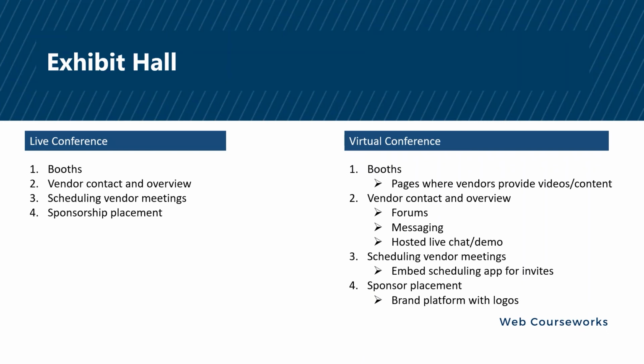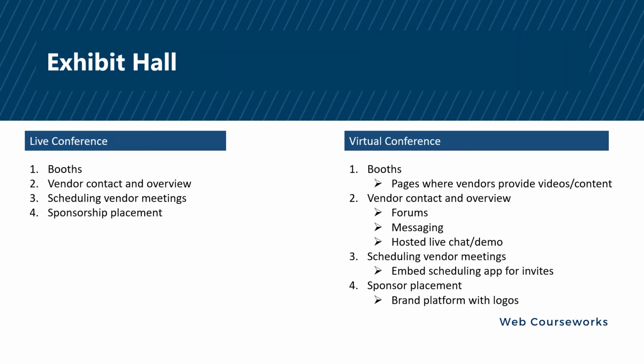And then to be able to actually get in touch with the attendees, you just need to provide those tools we've already been talking about, things like forums, messaging. Maybe as an upsell for your vendors, you have the ability for them to do a live chat or demo. So you let them use your virtual webinar or virtual meeting solution that's integrated to live chat or demo. And then some kind of ability for them to schedule those one-on-one meetings.